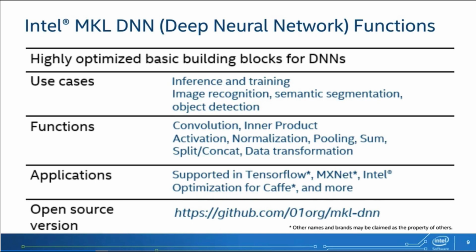We have some of the best implementations on the planet of convolution, inner product, data transformation, and things like that. These are fully supported in TensorFlow, MXNet, the Intel optimization for Caffe, and we actually have an open source version if you'd like to get the implementation details of that as well, if you go on GitHub there.